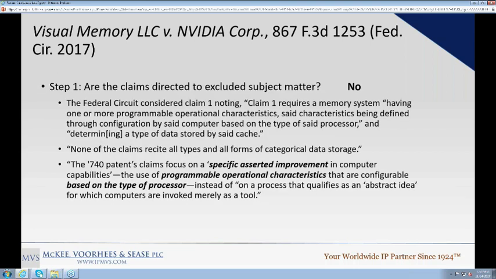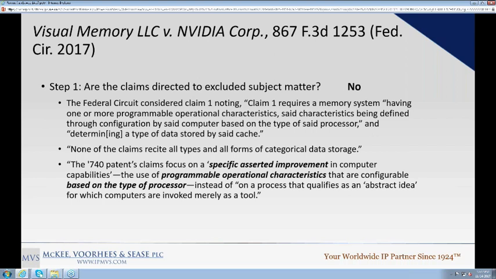So it went up to the Federal Circuit, and the Federal Circuit said, well, are these claims directed to excluded subject matter? And they actually said, no, they're not directed to an abstract idea, which is what the district court had said. I've got some quotes here from the Federal Circuit opinion. I don't want to just read everything to you, but you can see they talked about some of the things that changed it. One, looking at that second bullet point, none of the claims recite all types and all forms of categorical storage. So it's not this broad, encompassing everything. You're providing some specificity as to where your actual improvement is, what type of data, where that data is.